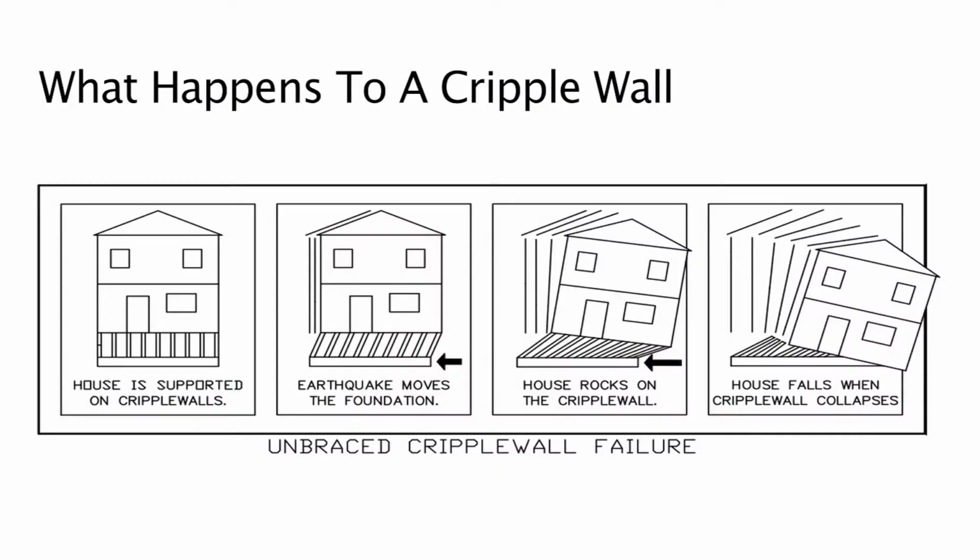So here's an illustration of what happens when a cripple wall collapses. As you can see, when the earthquake rocks the house back and forth, the cripple walls are not able to support the house and keep it from collapsing.